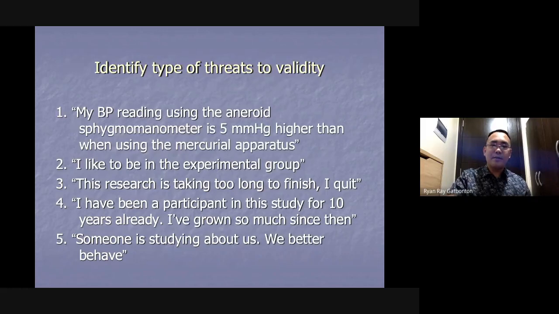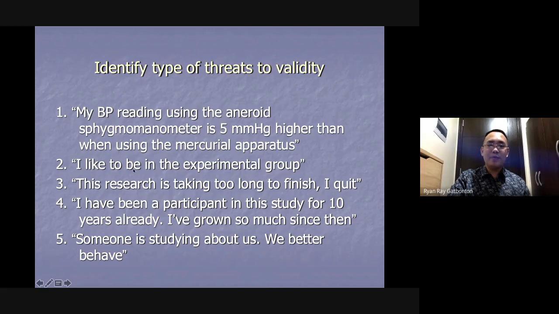Okay? So, let's try to identify the types of threats to validity. The first one says that my BP reading using the aneroid sphygmomanometer is 5 millimeter mercury higher than using the mercurial apparatus. So this one is instrumentation change, a threat to internal validity.